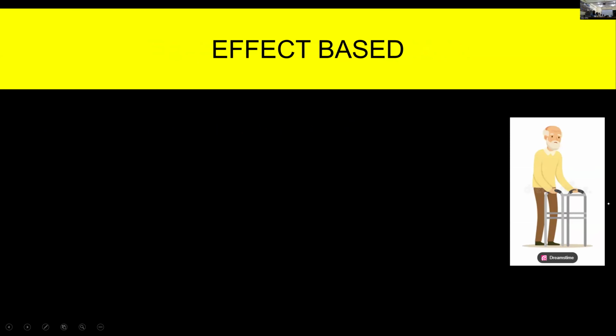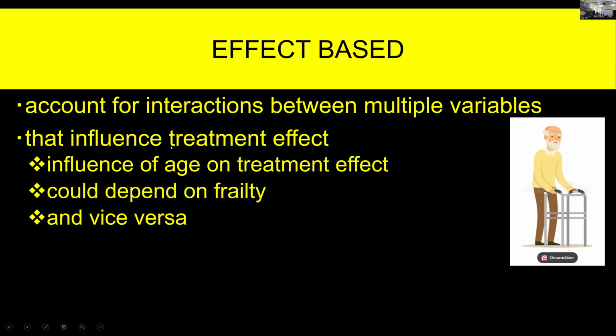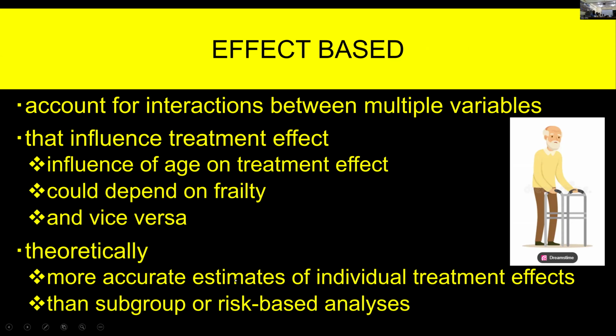Okay, this is just a picture of an elderly gentleman. So it accounts for the interaction between multiple variables. He may be old, he's male, he may or may not have comorbidities. So it takes account of all these comorbidities. All of these could influence the effect of treatment: age, frailty, vice versa. You may be frail and young, you may be old and not frail. It takes into account all these factors when telling you whether the treatment is likely to work or not. So theoretically, more accurate estimates of individual treatment effects than subgroup or risk-based. I told you about subgroup. I also told you about risk-based effects.